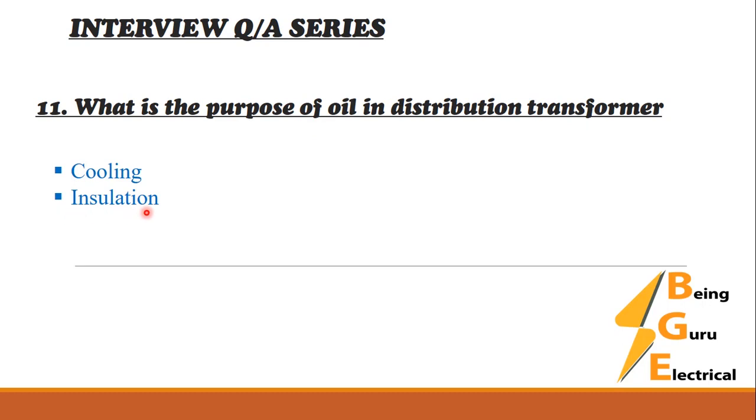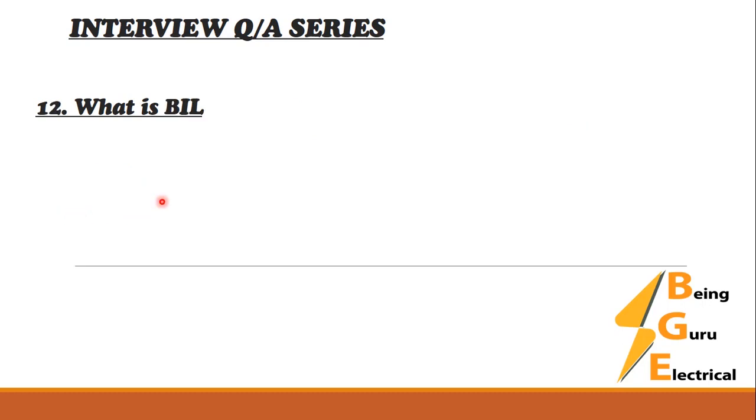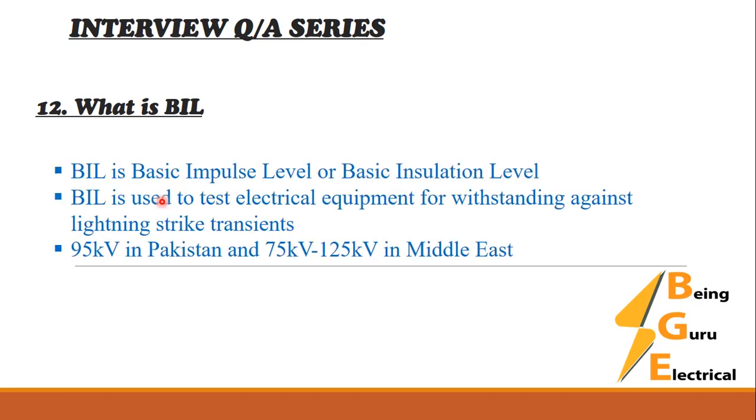What is BIL? BIL is basic insulation level or basic impulse level, and it is used to test electrical equipment for withstanding lightning strike transients. You have noticed that in thunderstorm conditions, lightning strikes hit electrical equipment. So this BIL is the value to which electrical equipment is designed, so that it can withstand these lightning strikes. Normally 95 kV is taken as a standard in Pakistan, and 75 kV to 125 kV, depending on the region, is taken in the Middle East.